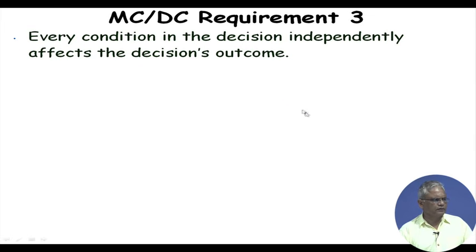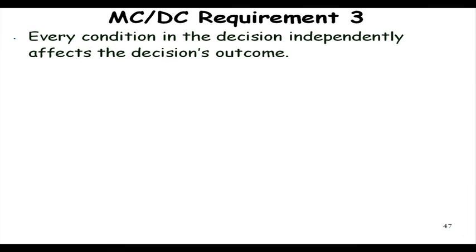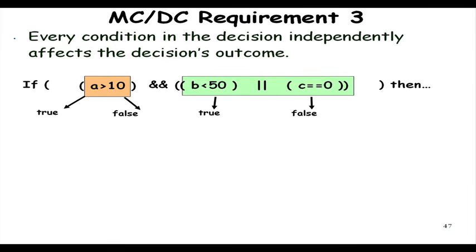Now, the third requirement is that when the test case sets the basic conditions to true and false value, the other basic conditions should be held at some constant value, and the basic condition should affect the decision outcome. Let us see the example.